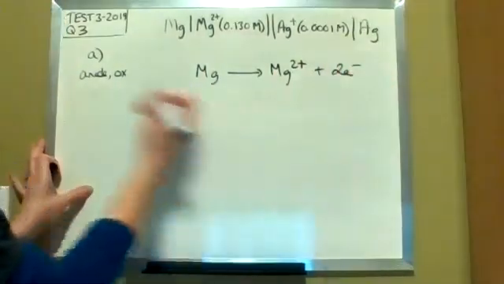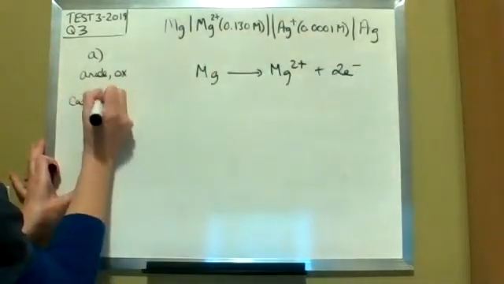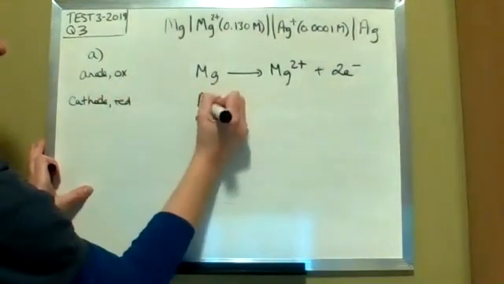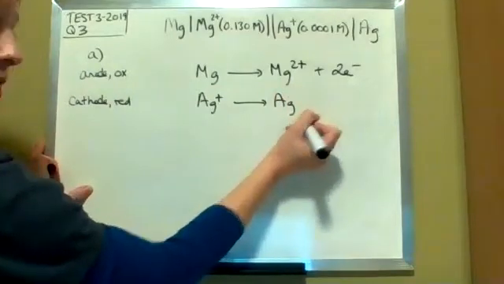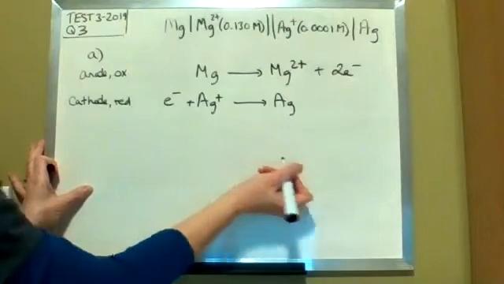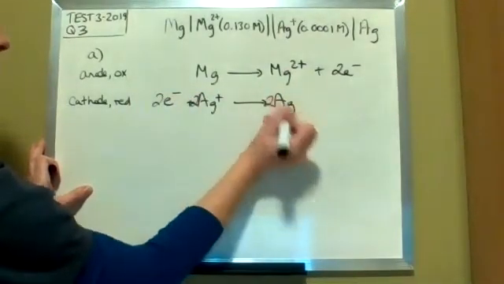2 electrons. Now the other side is our cathode, and that is our reduction reaction. So it's going from silver plus to silver. In order to balance that, we need to have 1 electron. I'm going to add the 2 together. I want to get rid of those electrons, so multiply everything here by 2.